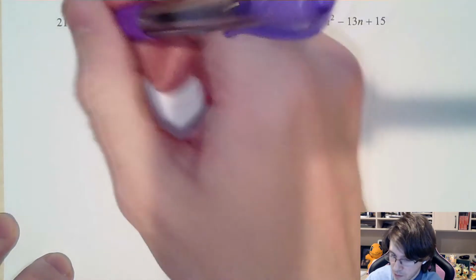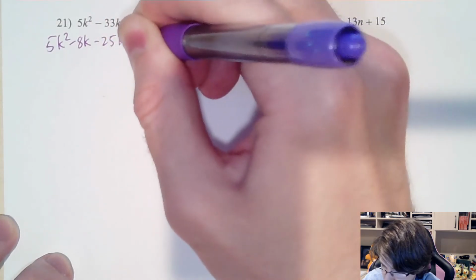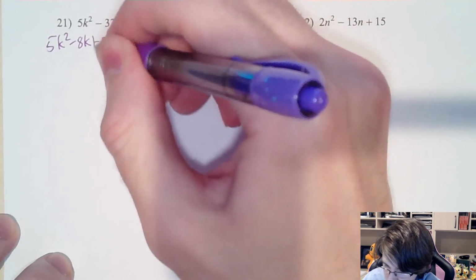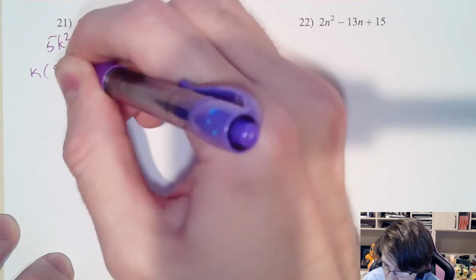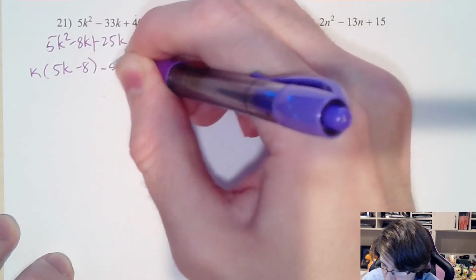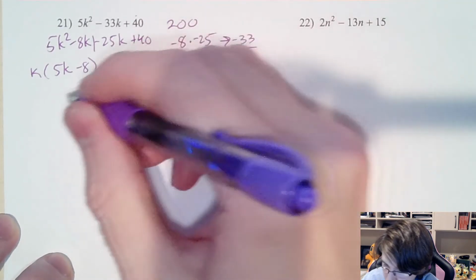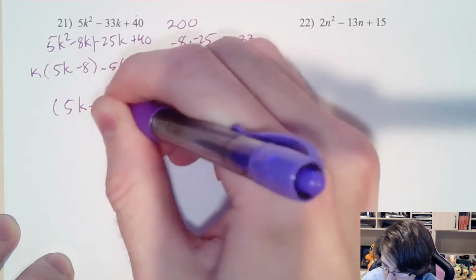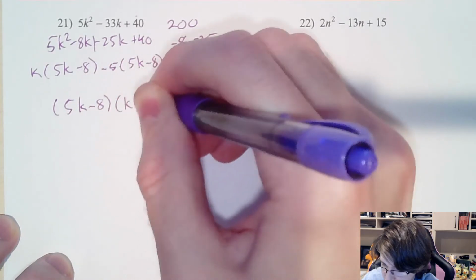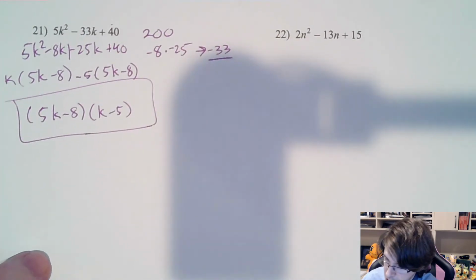So then we got 5k squared minus 8k minus 25k plus 40. Divide down the center, k comes out, 5k minus 8. Factor out a negative 5, and that's going to give us 5k minus 8 again, 5k minus 8, and then k minus 5. There we go. End of that one. Number 22, I'll show 100% work again for this one.